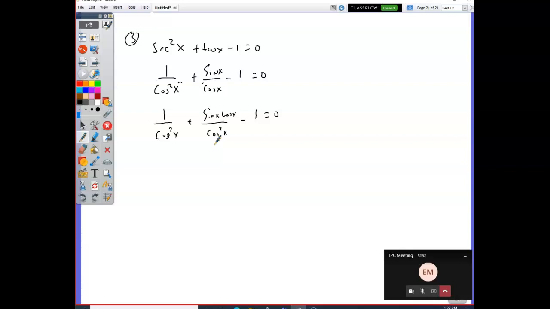What do you got now? Could we do the negative 1 times cosine squared x over cosine squared x? You're going to go ahead and add that? Okay, let's do it. 1 plus sine x cosine x minus cosine squared x all over cosine squared x.